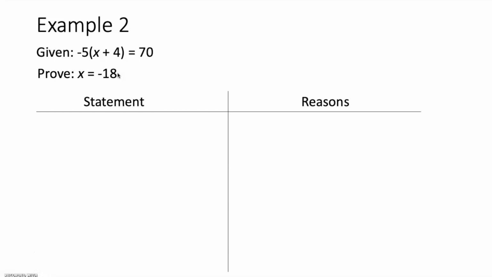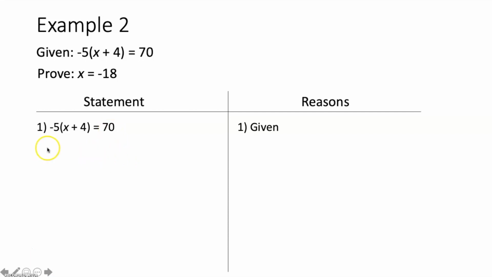So let's start this. The very first thing you do is write your given as the first statement. And the reason for that is that it's given. You are given that -5 times the quantity x plus 4 is equal to 70. Then we are going to go about solving this, and we have to state every step that we take. You can't skip any steps.